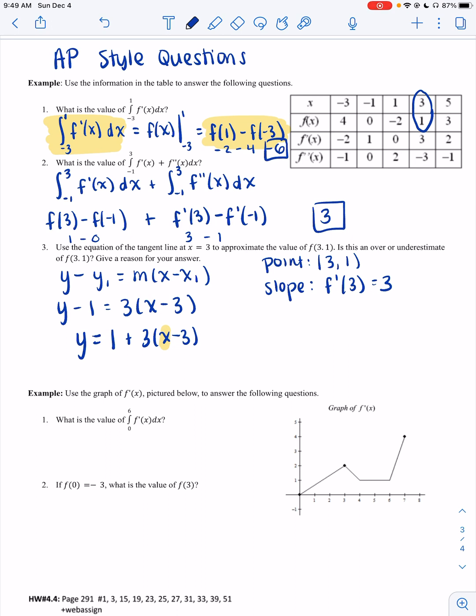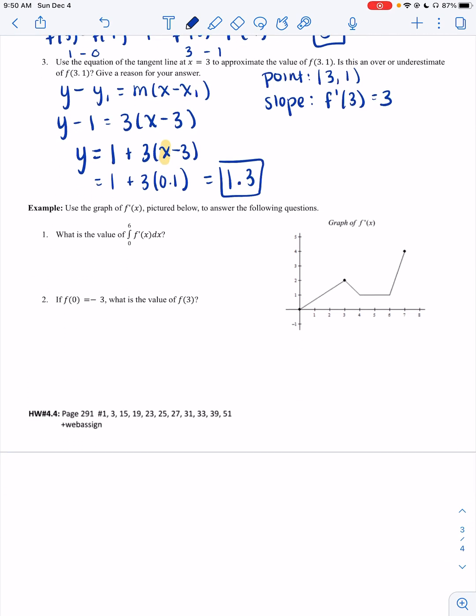So you would just plug in 3.1 there and see what you end up with. So we have 1 plus 3 times (3.1 minus 3), which is 0.1. So that's 1.3. Great. Okay.